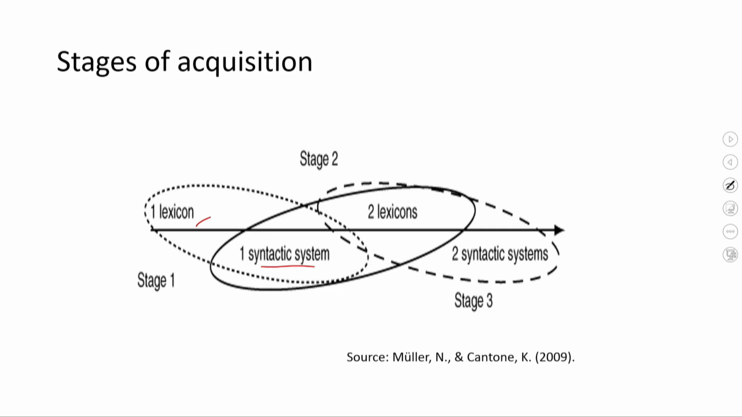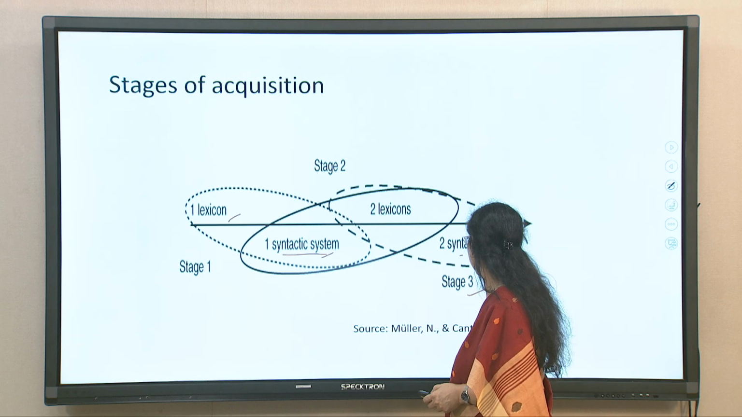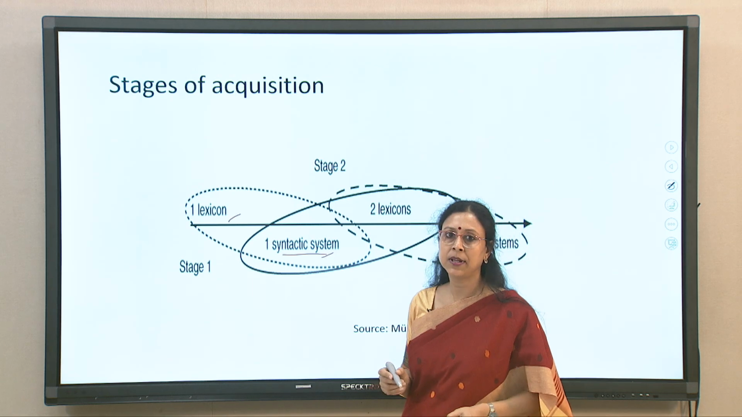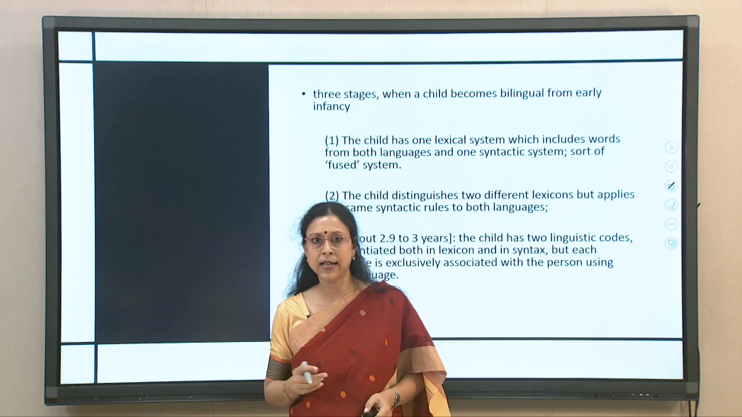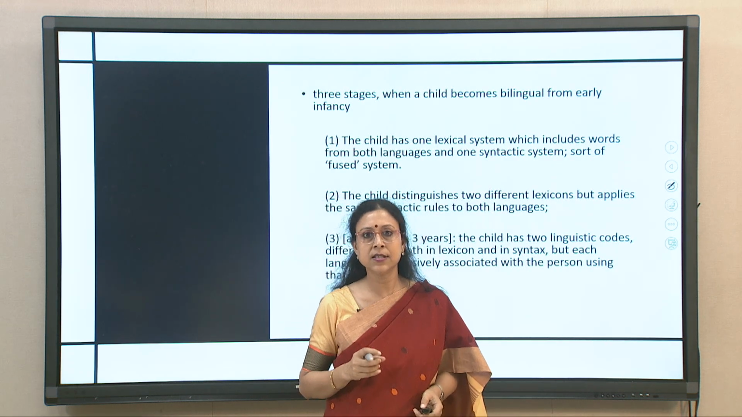Gradually, they go to stage 2, when they have 2 lexicons and one syntactic system, and that gives rise to finally stage 3, where they have finally separated the two parts, and now they know that there is system 1 and there is system 2. That is what they proposed. This representation of course is from later studies, but this is the idea. So, these are the 3 stages.